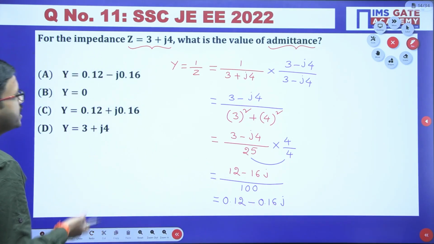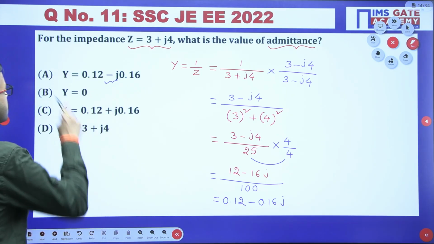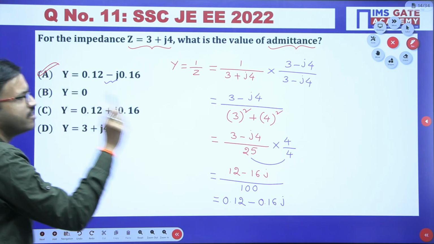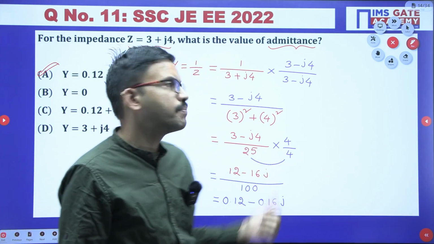The moment you are getting like this, you have only one choice, right? Straight away we can choose. But here, from the calculation point of view, in order to get familiarity, I have solved the question completely.